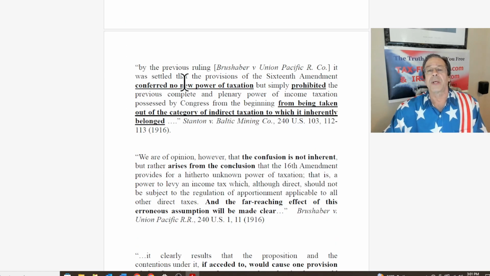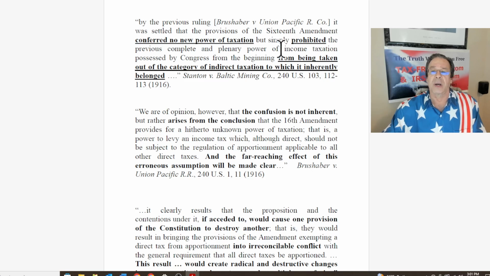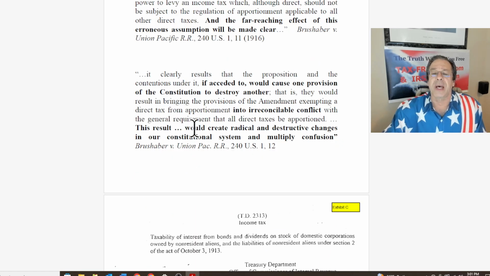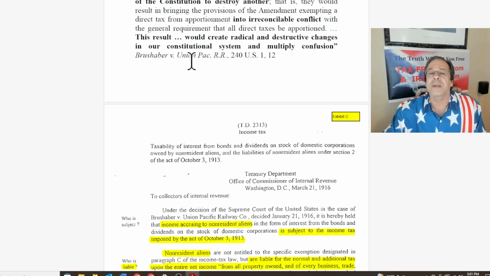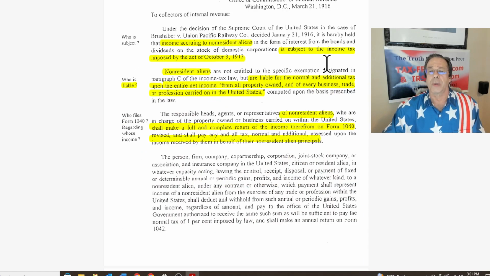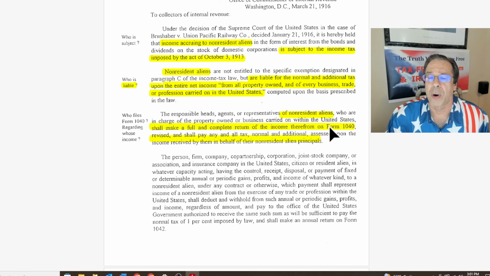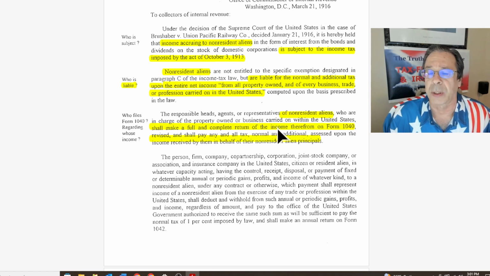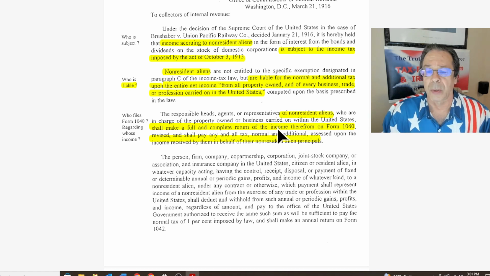Let's take a look. We saw that the Brushaber decisions rejected the direct tax argument, said it's inherently indirect, and said it's nothing but confusion and an erroneous conclusion to believe it's a direct tax, because that would create radical and destructive changes in our constitutional system. Then we saw that the Treasury issued Treasury Decision 2313 that said income tax is owed by non-resident aliens who are liable for the tax, whose withholding agents make a report of the non-resident alien's income on Form 1040. The same way a W-2 is used by an employer today. 1040 was the original reporting of taxable earnings. They changed that in World War II, which we're going to get to in a minute.